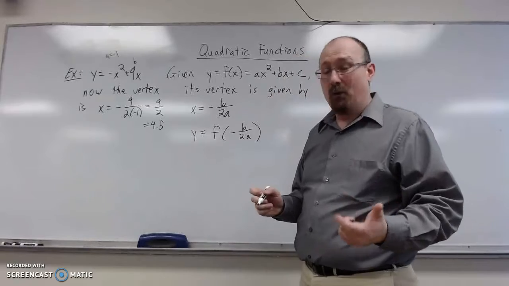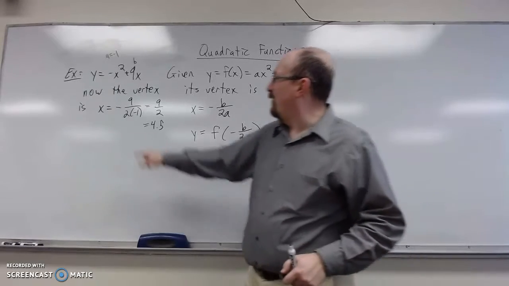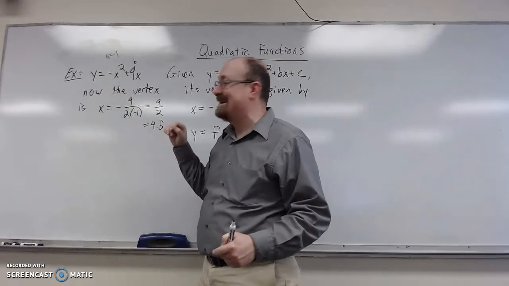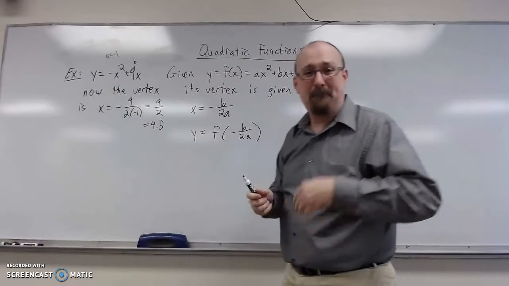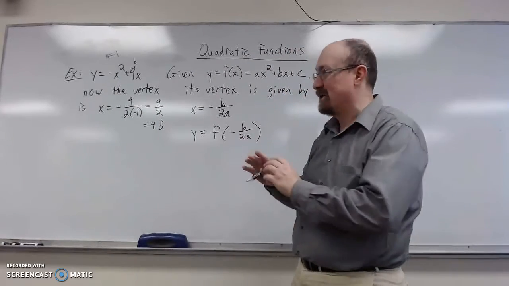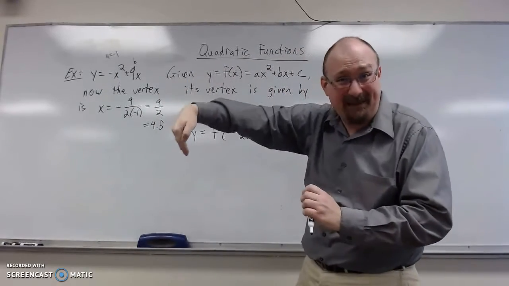So now we've got the x-coordinate, and we can tell that in this instance the vertex is a maximum, because that parabola is opening downward. So when we hit the vertex, that is, in fact, a peak.